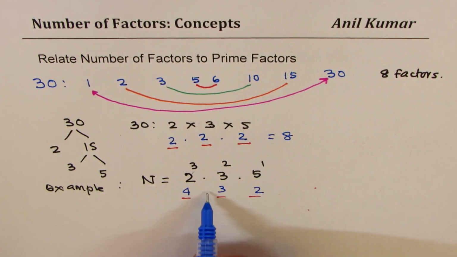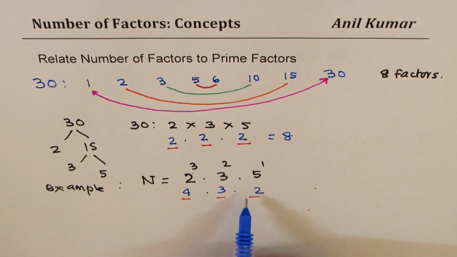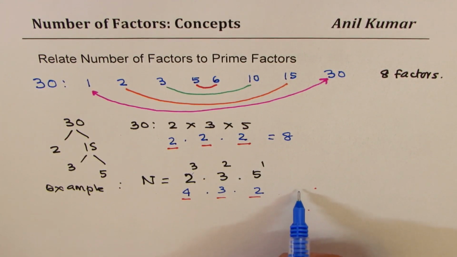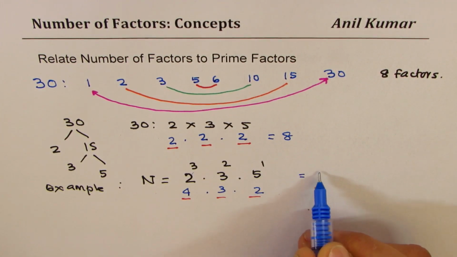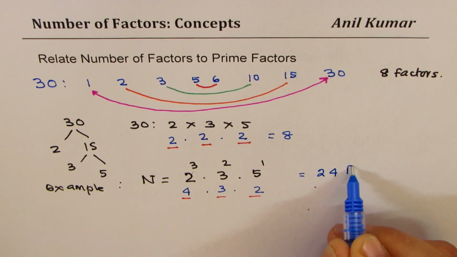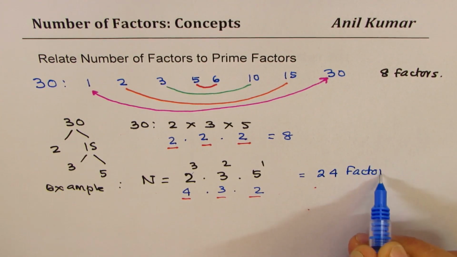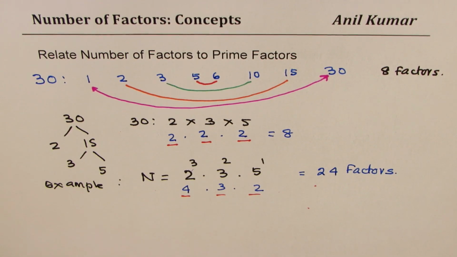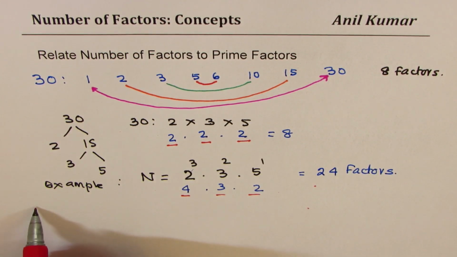right? And when you multiply these 3 numbers, you get what? 4 times 3 is 12, times 2 is 24. So we have for this total 24 factors. Correct? So that is how we actually get the total number of factors. So now let me give you a formula here. So let me just push this a bit here and give you the formula.